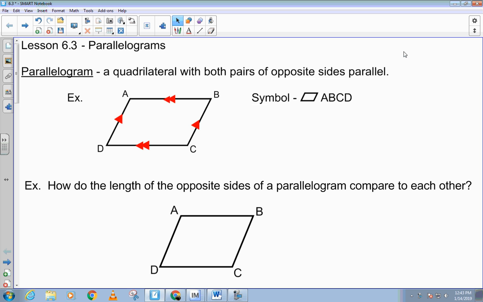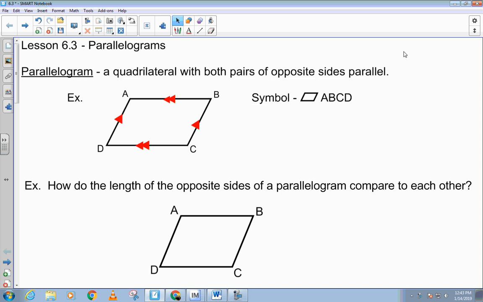Trapezoids and kites, right? And they have lots of little properties. Well, now we're going to talk about parallelograms. And they have their own properties. So you need to make sure that you learn these properties really well because then we're going to add to it the next days.